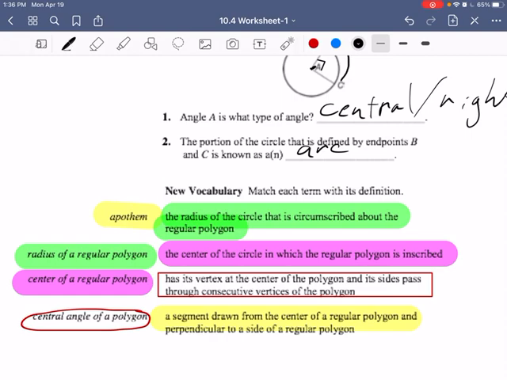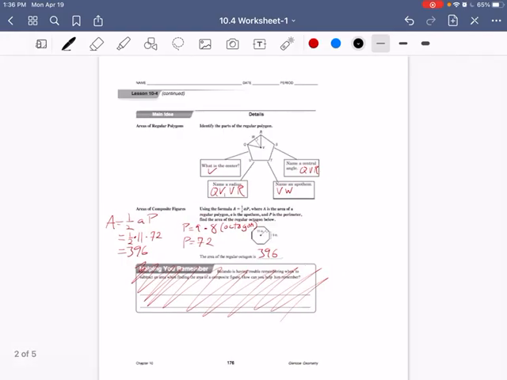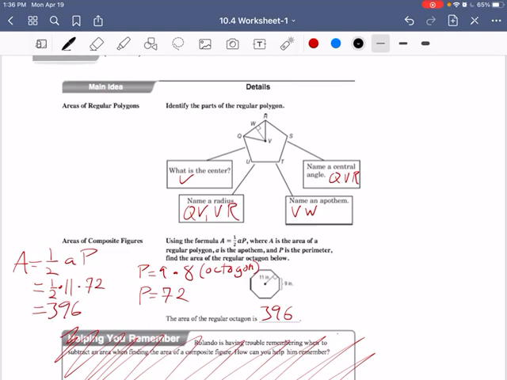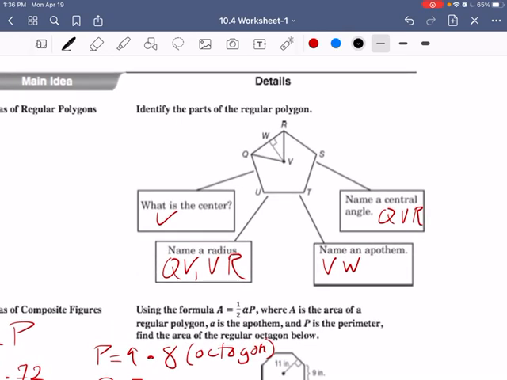So again, we'll look at some of these whenever we look at the second page here. It'll walk us through. We're going to identify some of those things that we just talked about. So the center would be V, this part right here. If we were to create a circle that went all the way around this, the center of the circle would also be the center of the polygon. That's how we found that center.